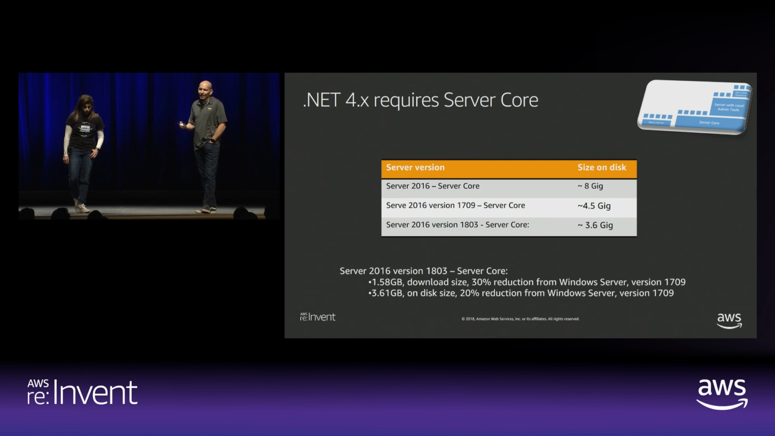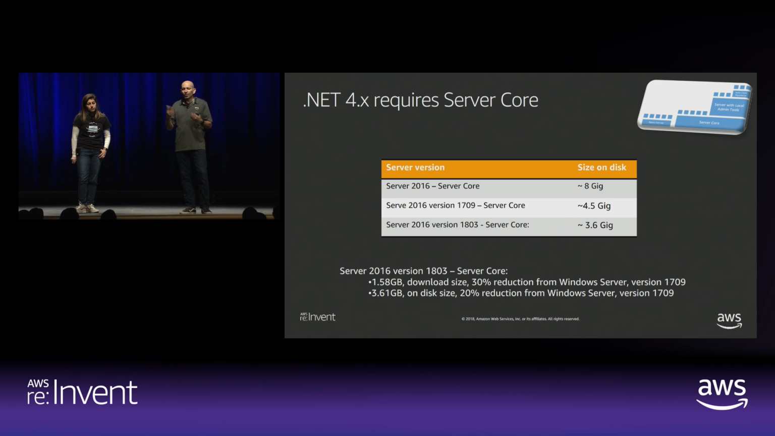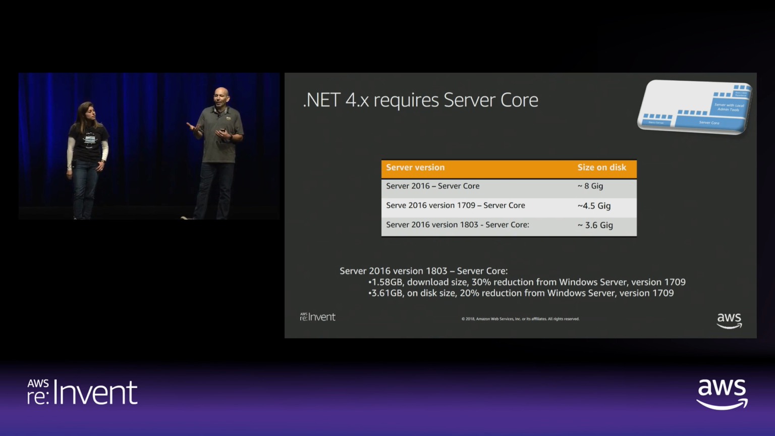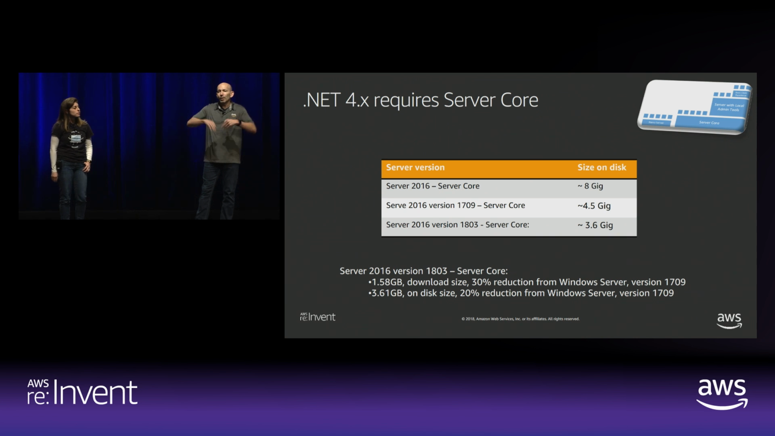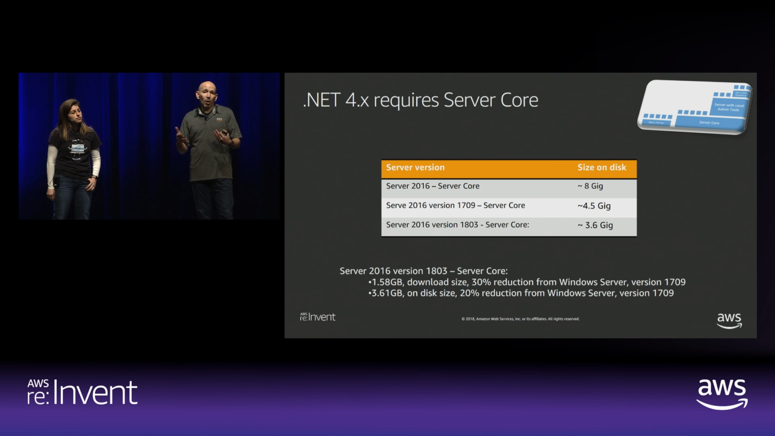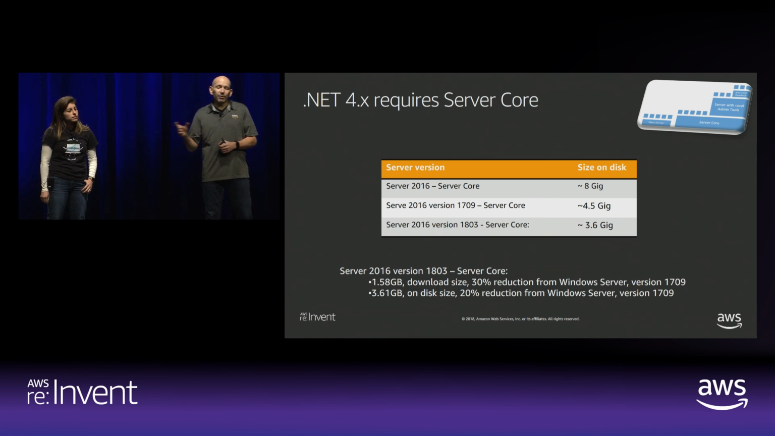Now, when we look at sizes, let's talk a little bit about what the sizes of the OSs were. Server 2016 shipped initially, right? And Server Core was about 8 gigabytes in size from a download, and then it would expand and be a little bit bigger as the install footprint on disk. Now, if you look at Server 2016 version 1709, it's smaller. They dropped the size almost in half. And when you look at 1803, it's even smaller.